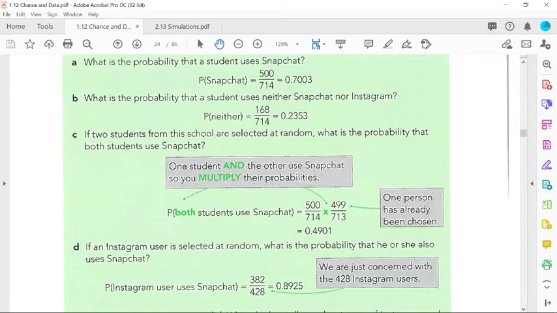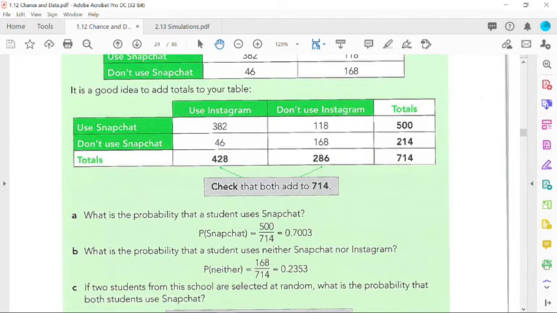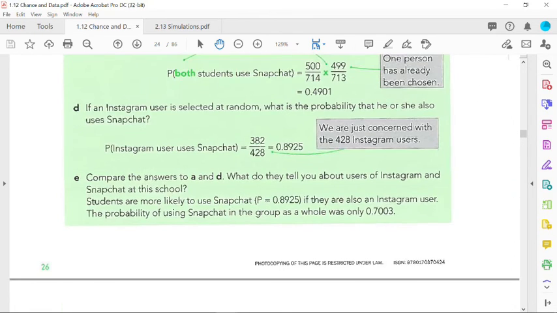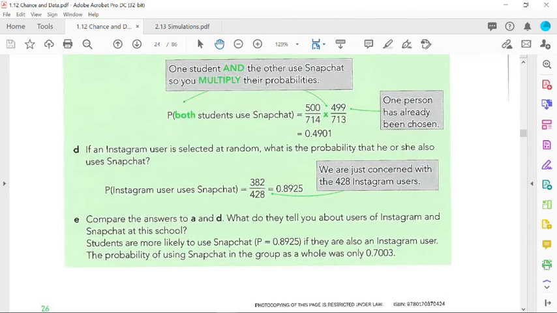Then, if an Instagram user is selected at random, so this is an example of the conditional probability. We are only being able to consider those students who use Instagram. Yes? What is the probability that he or she also uses Snapchat? So, uses Instagram is the column that we'd be working with. And we want to see if they use Snapchat as well. So it would be 382 out of 428. Yeah? So be careful. If they give you a condition that must be met, you have to think about that first. Okay? All right.